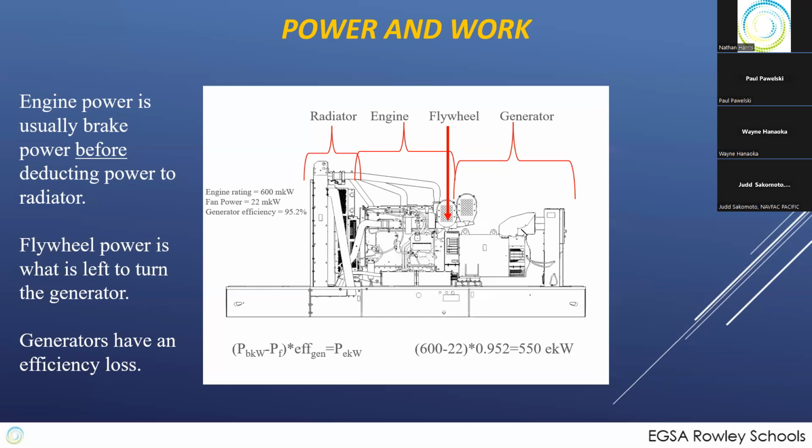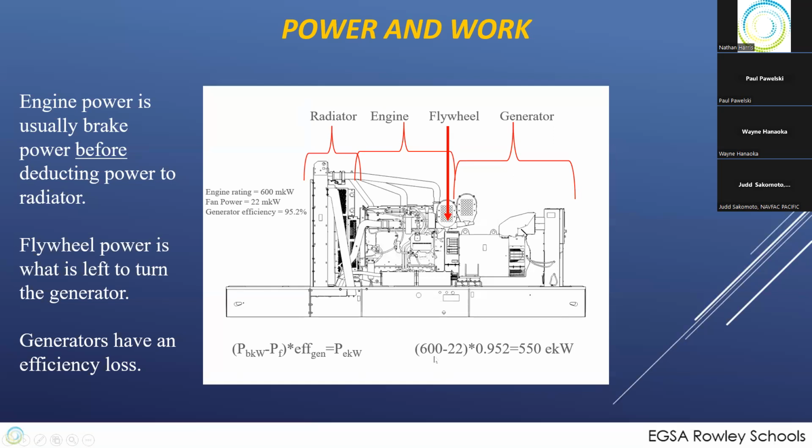And then a generator itself has an efficiency loss. A generator on a really cheap system will be 90% efficient. Almost everything that you're going to get on a military contract and most everything that you're going to get as a rental unit is going to be around 95% efficient. So how much power are you getting out the back end? We take the brake kilowatt power of the engine, we subtract whatever power is on the fan, we multiply by the efficiency of the generator, and that gives us the power out the back.